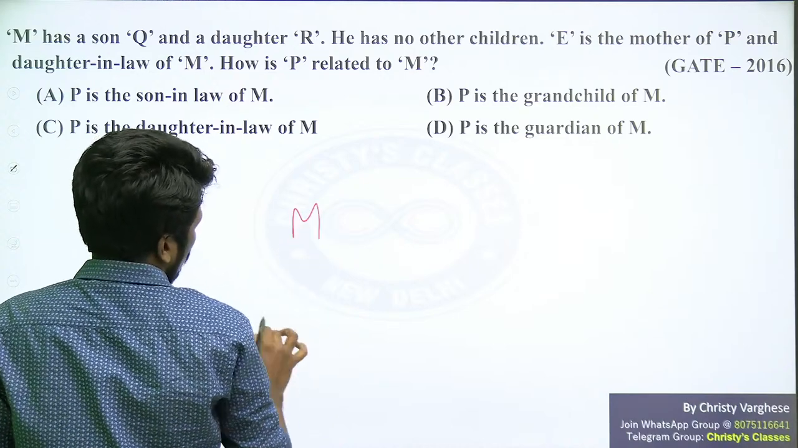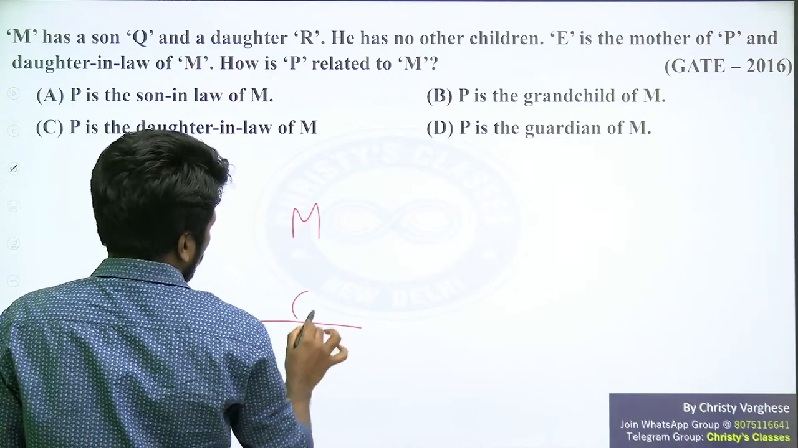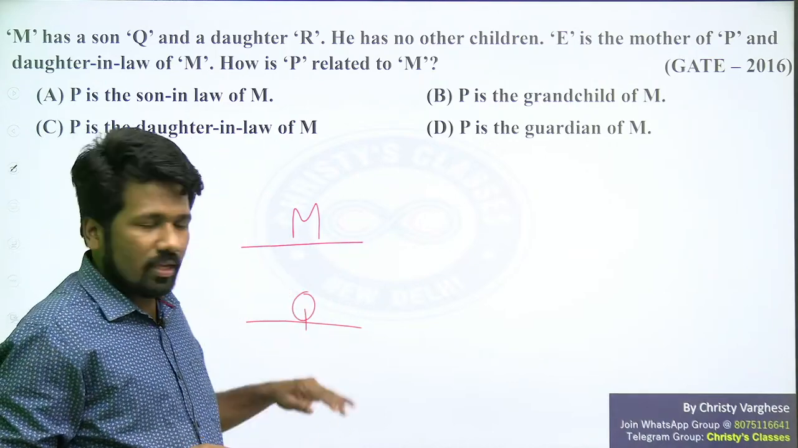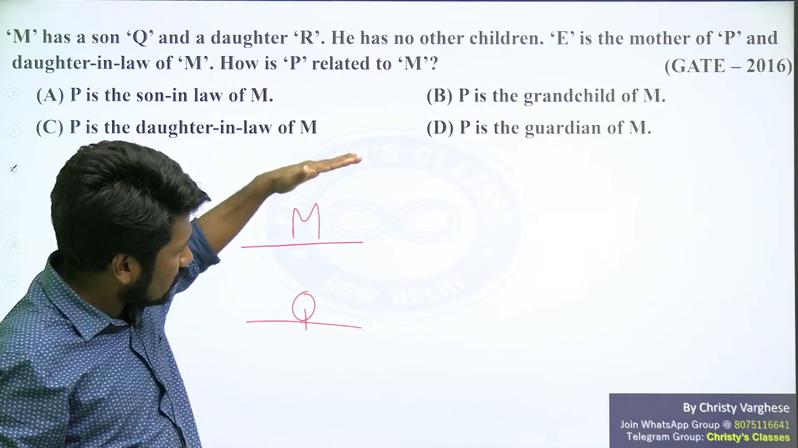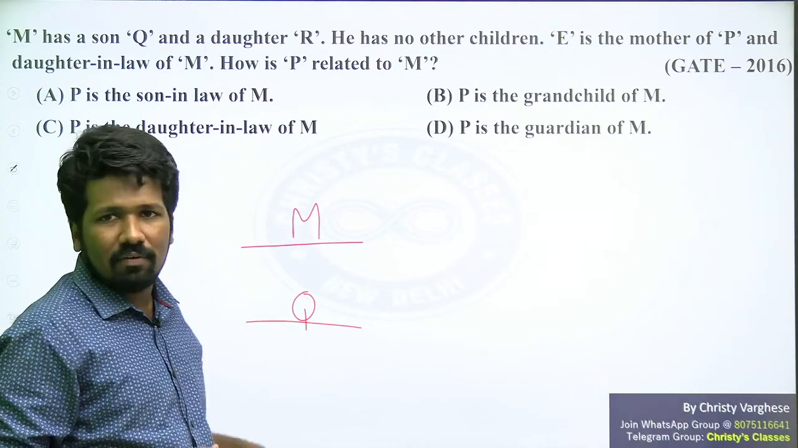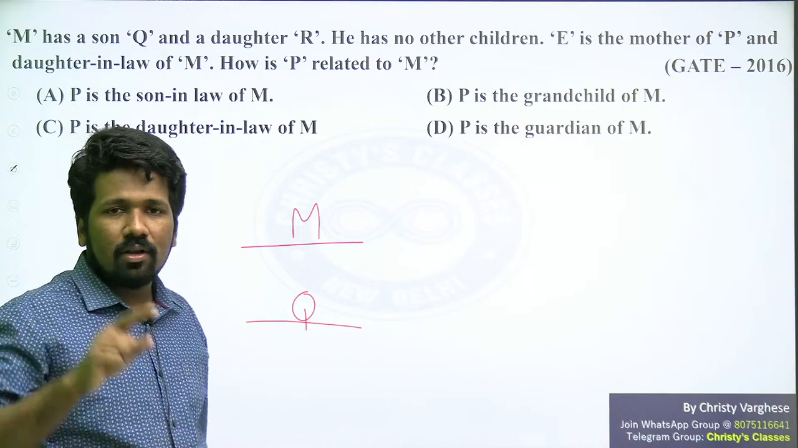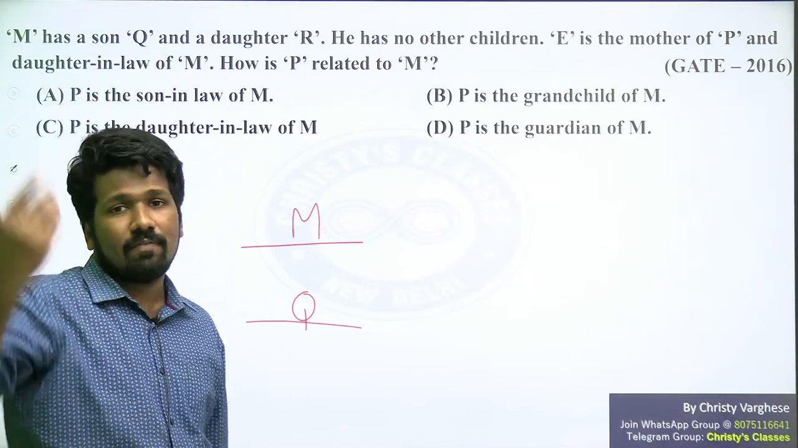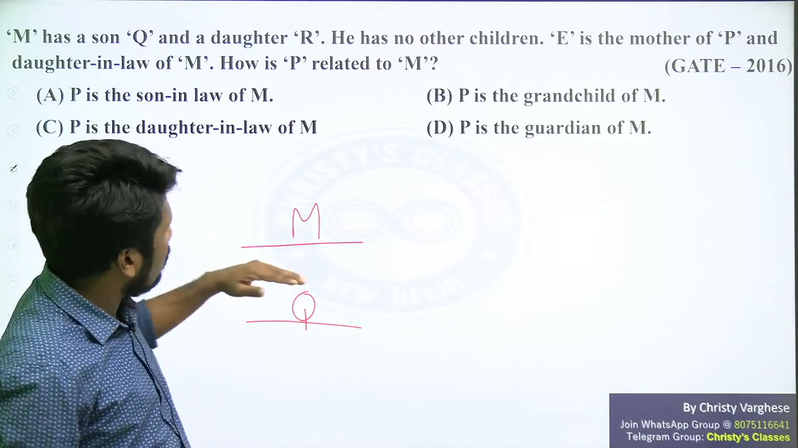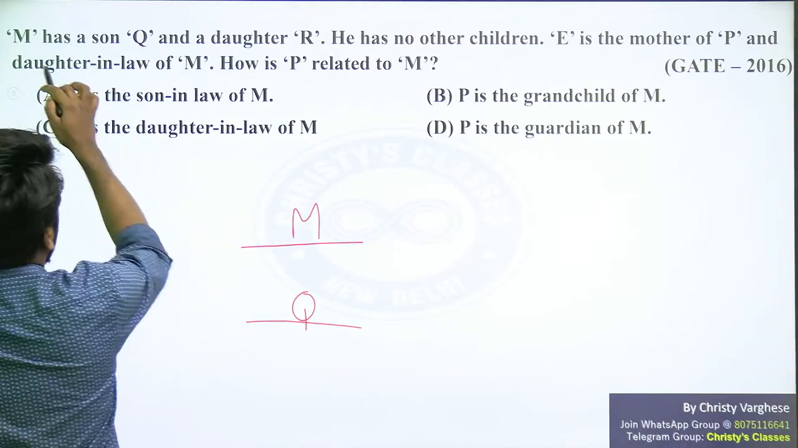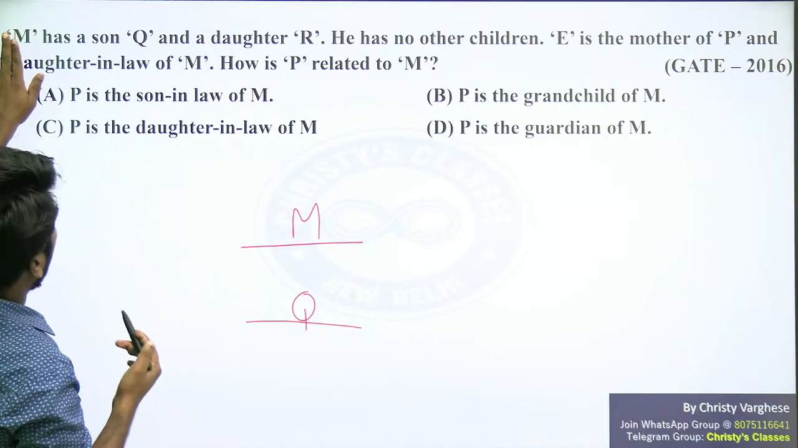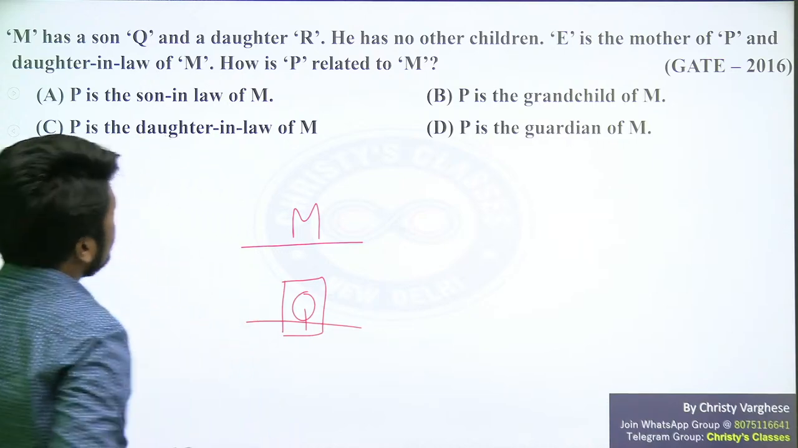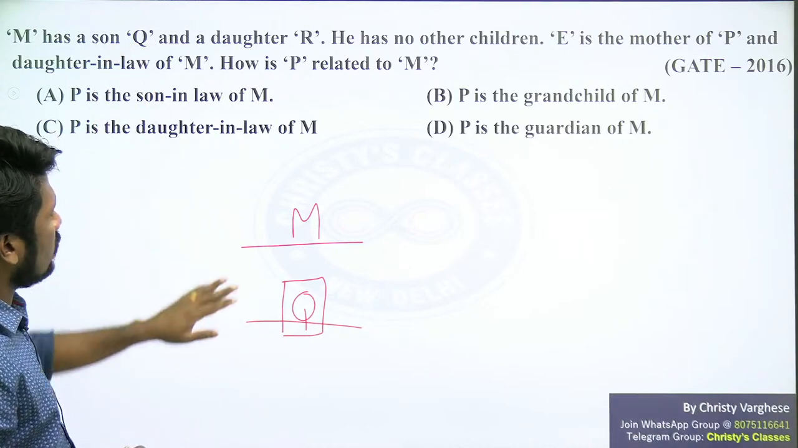So let us draw the picture. M has a son Q means M is on a higher generation than Q. In the relationship tree, we denote generations in decreasing order. For example, your father will be on a higher generation than you. Upper generation, we can say. So definitely M is above Q according to the relationship tree. M's gender currently we don't know. M has a son Q, but Q's gender we know because Q is the son, so definitely a square.